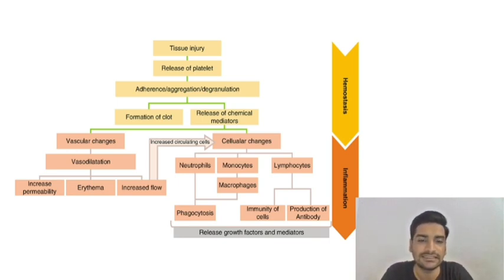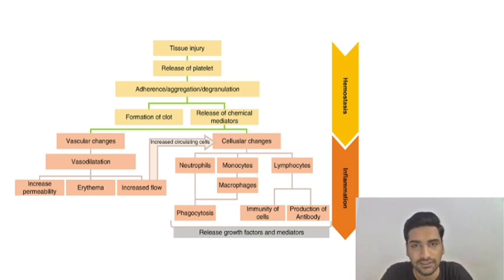Now the cellular changes: whatever the content of the blood which is present intravascularly, there are neutrophils, monocytes, lymphocytes. These are going to play their main role, right? So now neutrophils as well as monocytes, which are going to turn in future into modified monocytes, you can call them macrophages, which in total are going to cause phagocytosis, right?